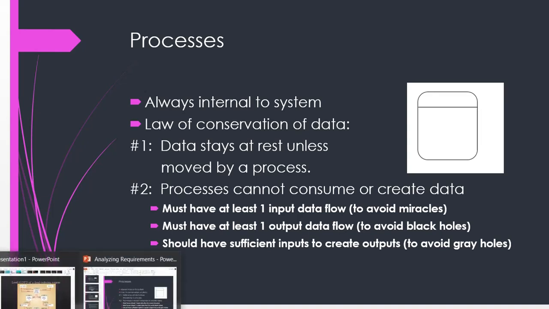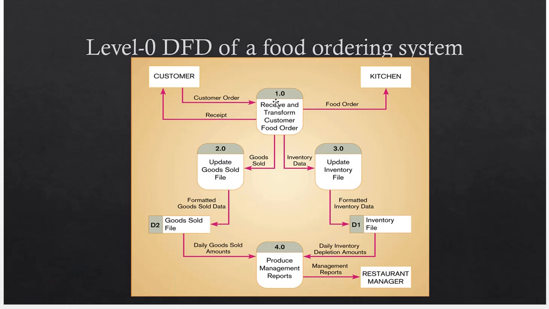For example, let's look at these processes here. Receive and transform customer food order. So basically that's an action being taken. We are receiving, that's a verb, right? And we are transforming. So we are actually doing something. Let's look at process number 2, update goods sold file. We are updating something. Process 3, we are updating something. Process 4, we are producing something. So all processes are basically representing an action that's happening within the system.